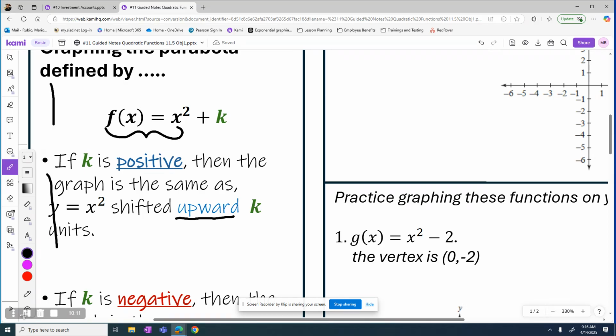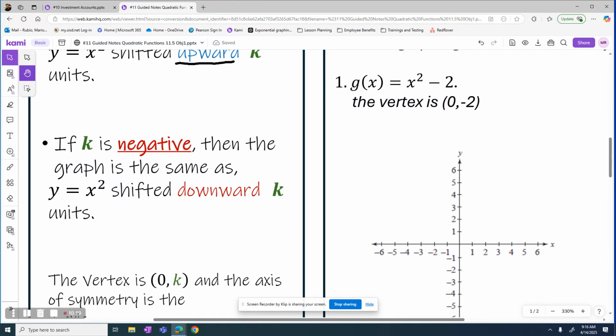If it's negative, oh my gosh, what's going on here? What is up with these little lines? Okay, if k is a negative number, then the graph is going to shift down from 0, 0. Okay, so I believe this is what you need to fill in. Fill in the blank here, downward. Okay, make sure y'all write that in.